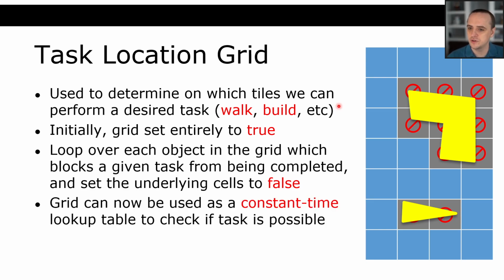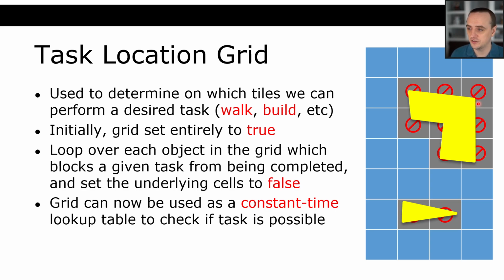So what we can do now is that the grid can now be used as a constant time lookup table to check if a task is possible. So before, if we wanted to build something, we would have to take the size of our building and check it against the bounds of this object, maybe that's a rock, and that geometrical check is going to take a bunch of time, right? We're going to say, okay, well, the four sides of this building, does it overlap with any of the sides of this building? And that's sort of an expensive geometry check.